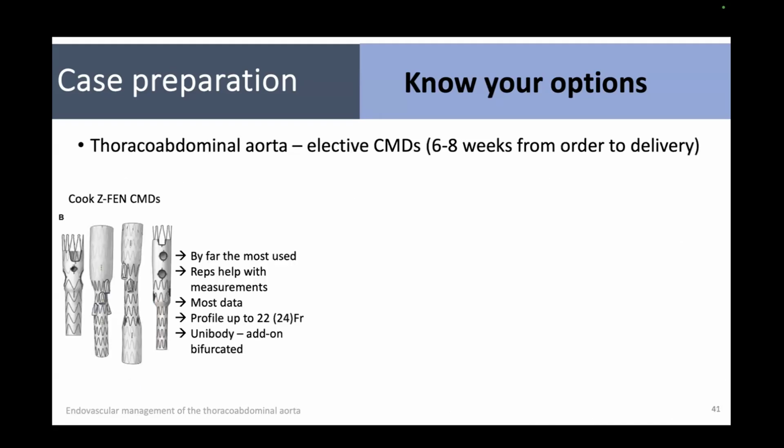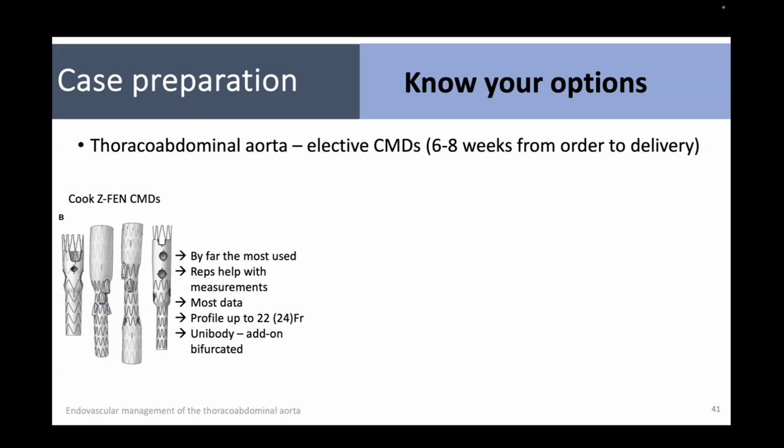For the thoracoabdominal aorta, we'll speak first about the elective custom-made devices. It's a bit the same thing as for the arch, but it takes up to 6 to 8 weeks to deliver them. The Cook one is called the Cook Z-Fen, and this Cook Z-Fen is by far the most used in Canada and the US.